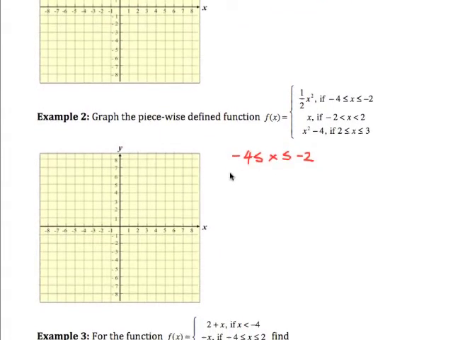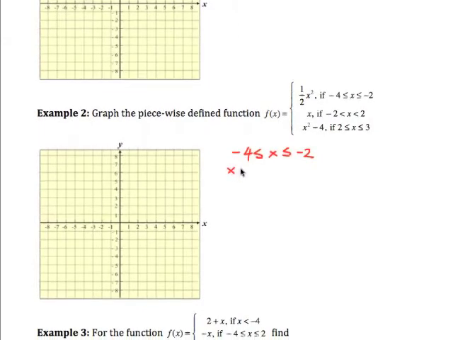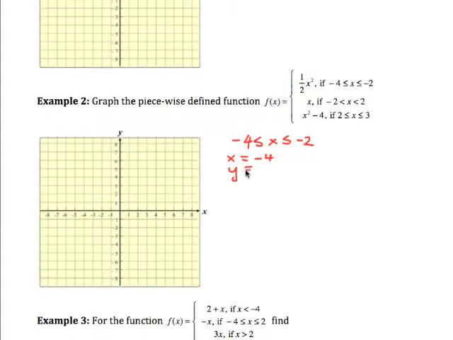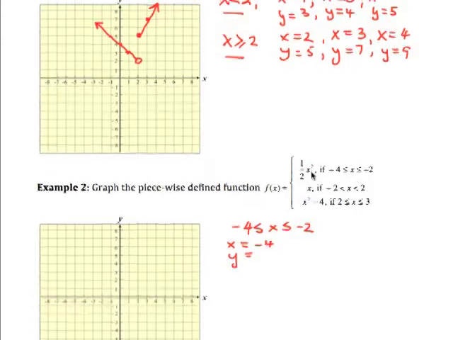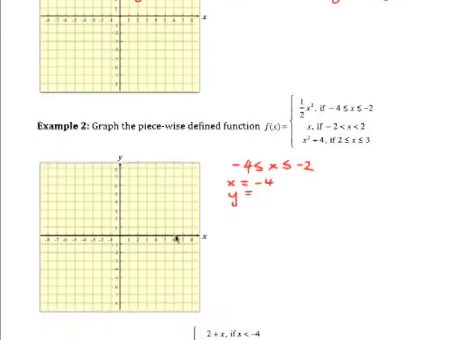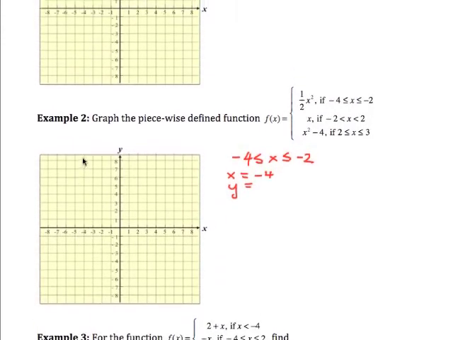If I now take, say, x equal to negative 4, what's my y value? Well, it would be negative 4 squared, which is 16, and half of 16 is 8. So it would be the point negative 4, 8, which is right here.